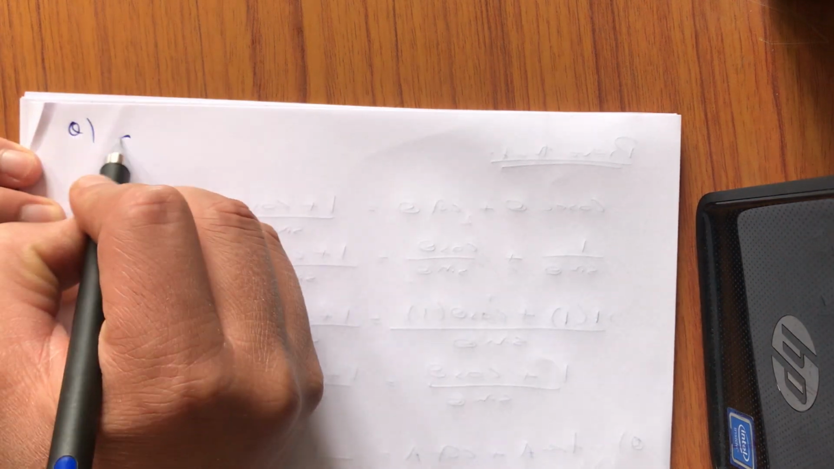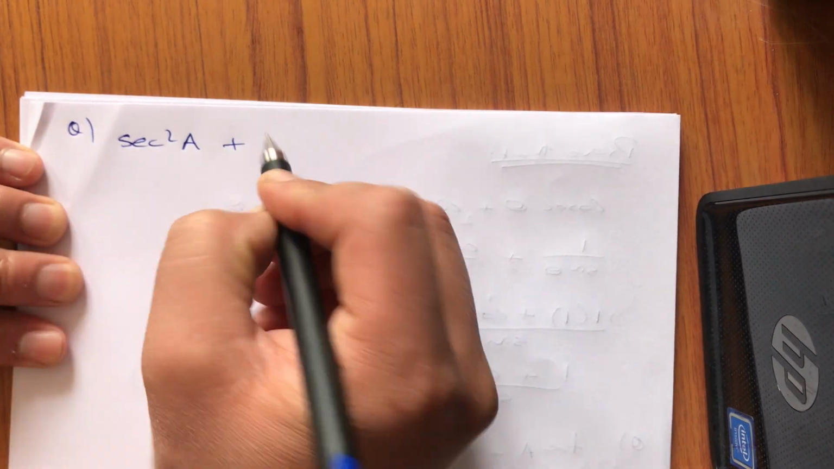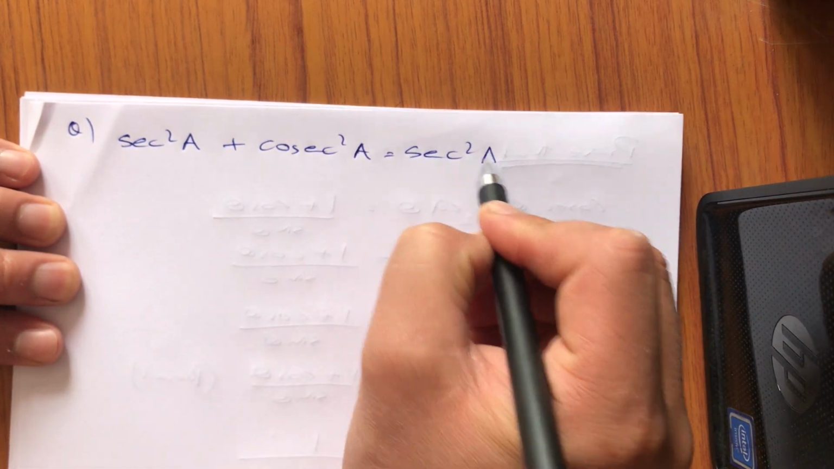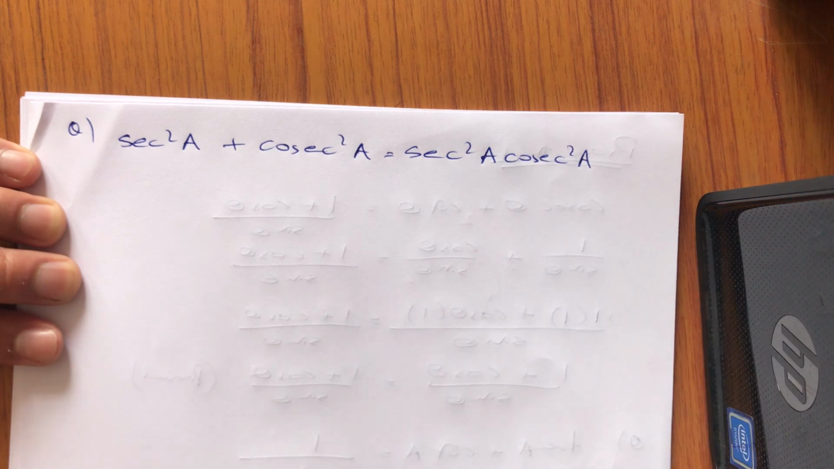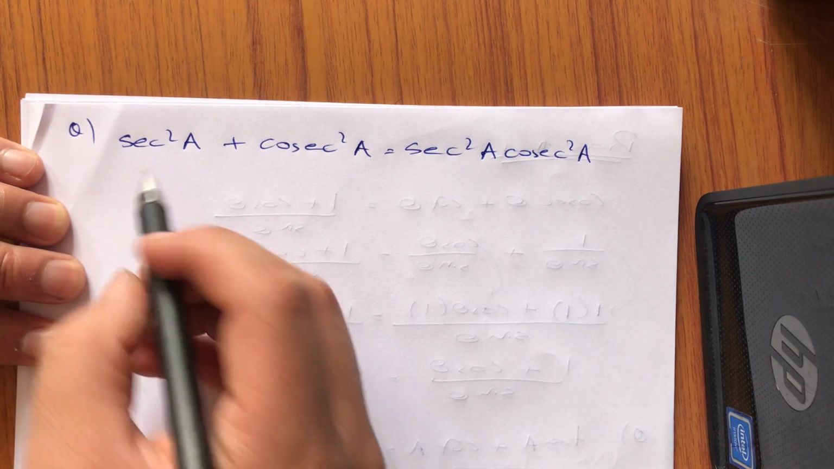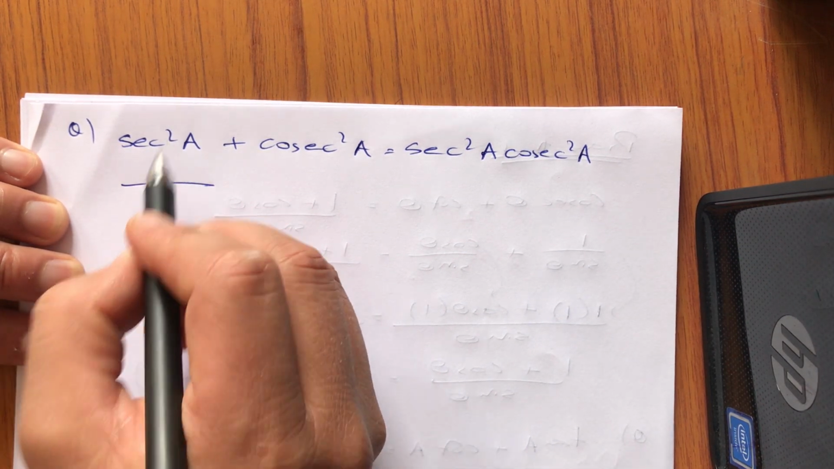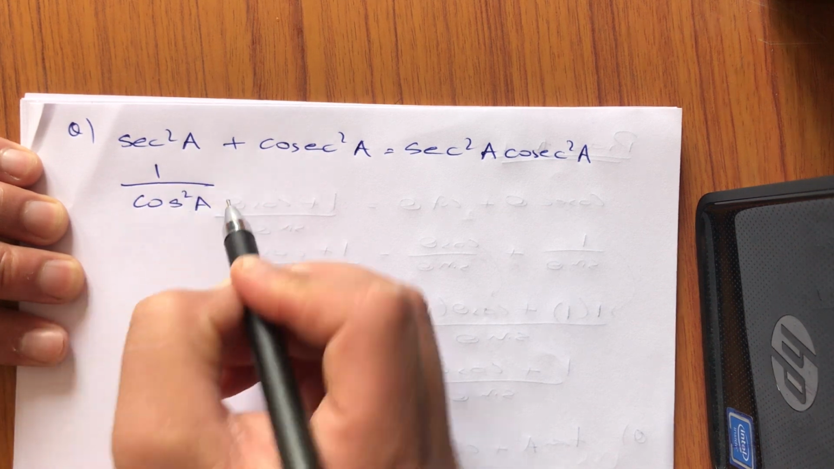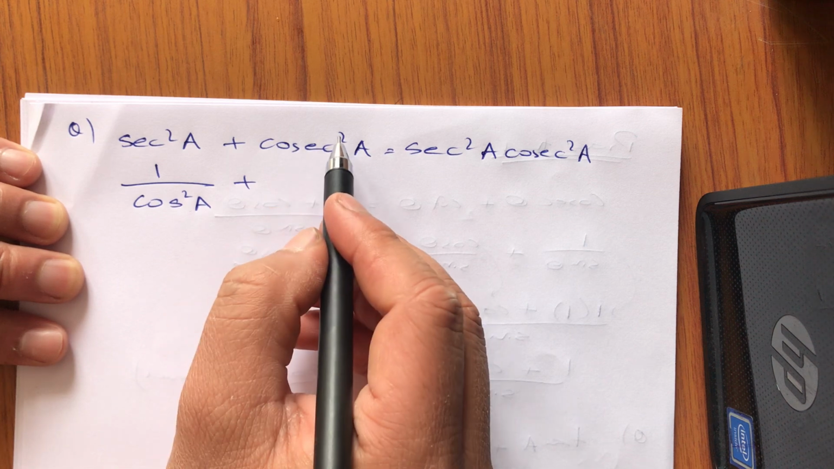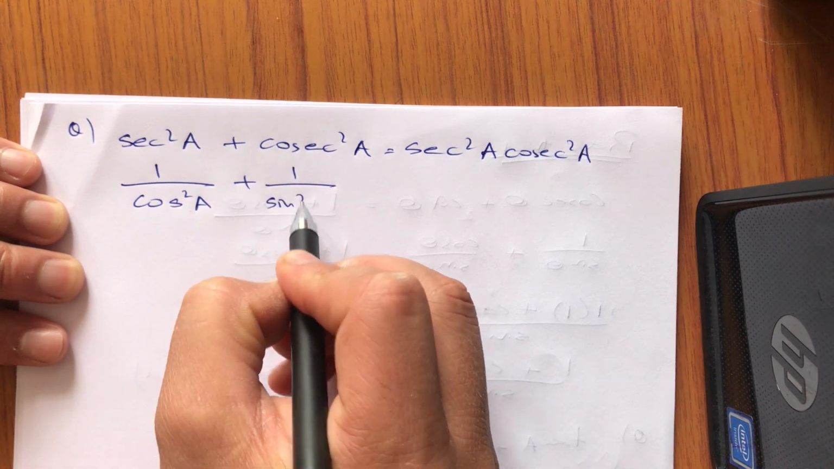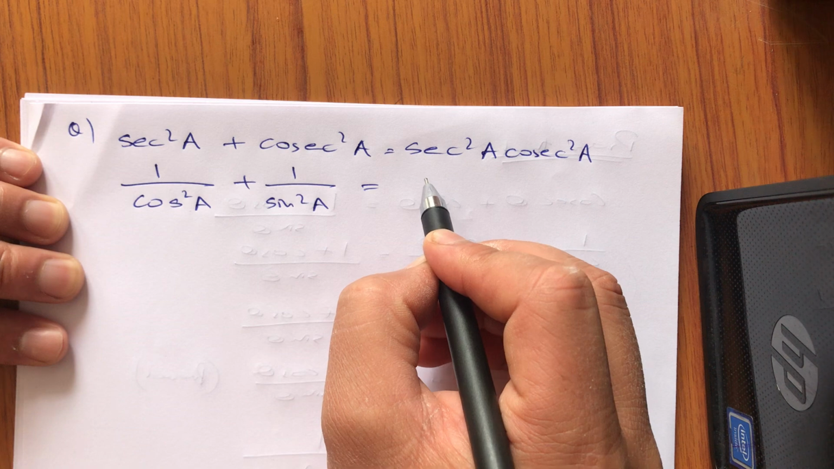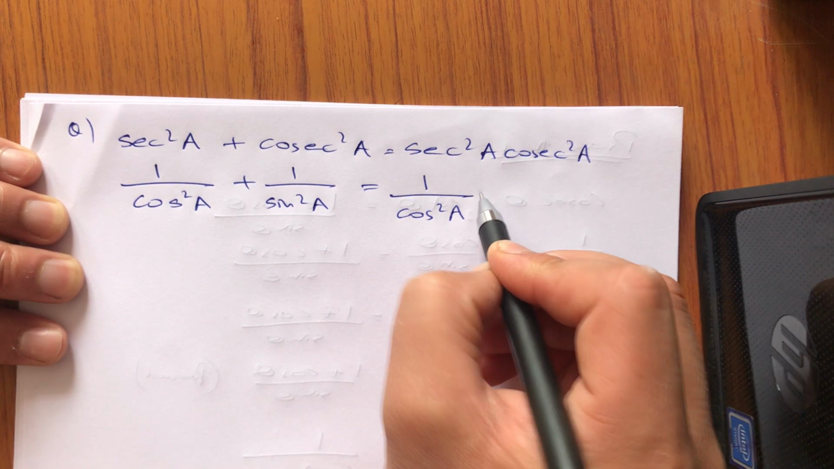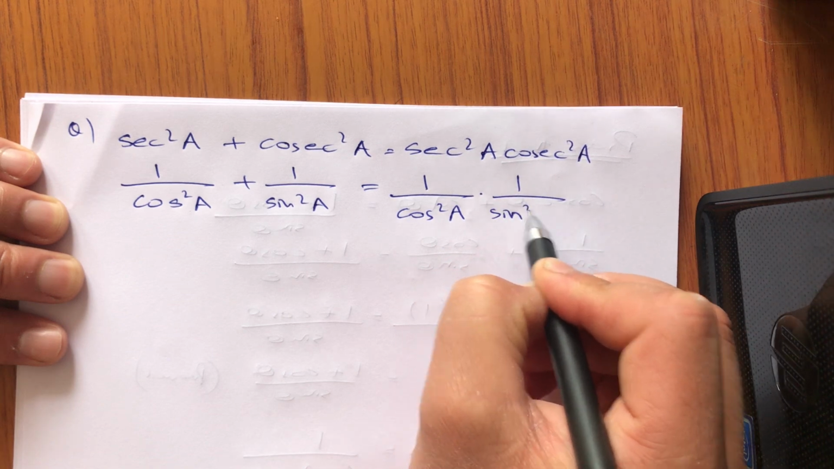So let's say there's another question which says sec squared A plus cosec squared A is equal to sec squared A cosec squared A. Now this is not in cos or sine. I converted. If it's a square, I know sec is 1 by cos, but since there is a square, I need to put a square over here also. Cosec is 1 by sine, but there is a square, so I put 1 by sine square A. And then sec square is again 1 by cos squared A, and cosec square is again 1 by sine squared A.